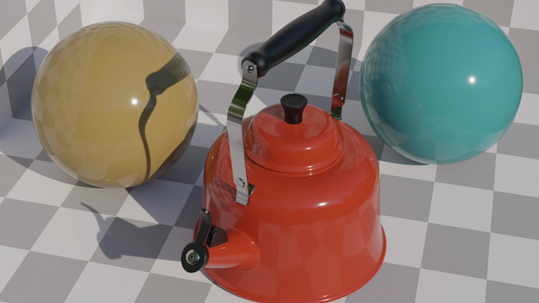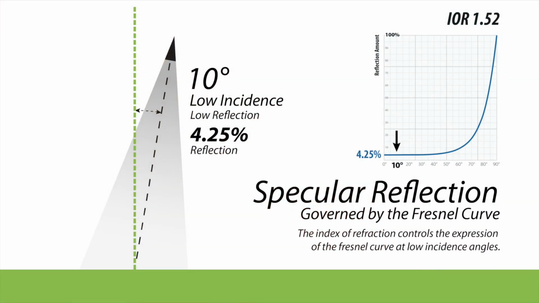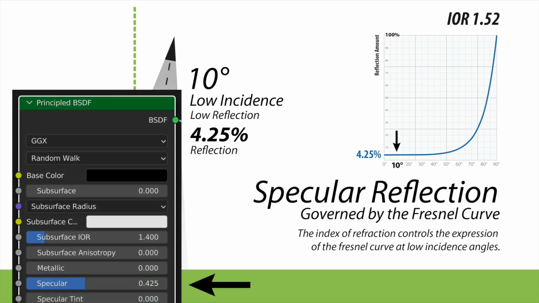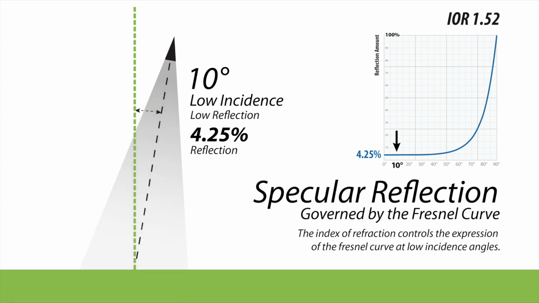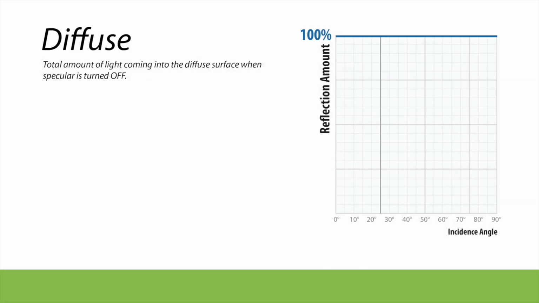But Blender doesn't ask the user to input an IOR value to control the Fresnel curve. It asks the user to put in an equivalent low incidence reflection value. The equivalent of 1.52 is a specular value of 0.425. So these two channels interact with each other via the Fresnel curve, and it's this interaction that's central to our understanding of the energy conservation problem.